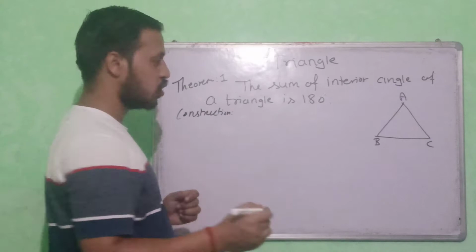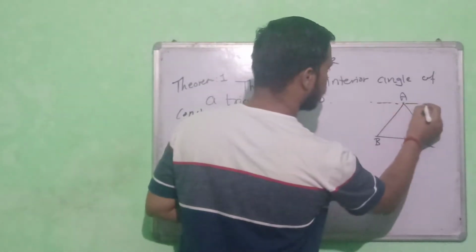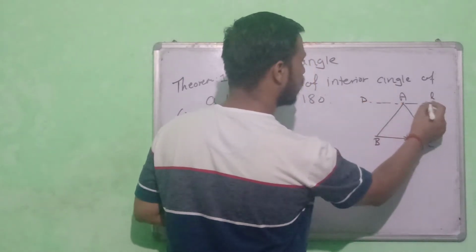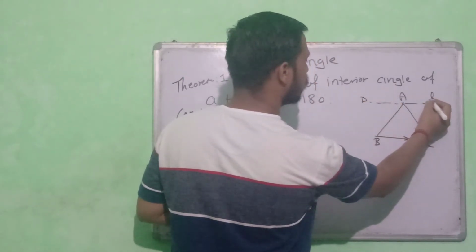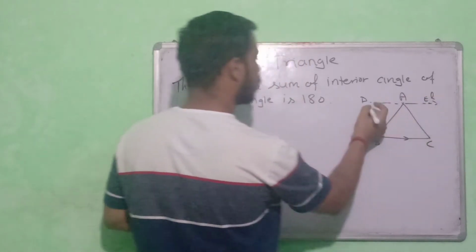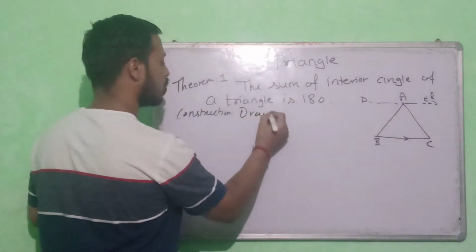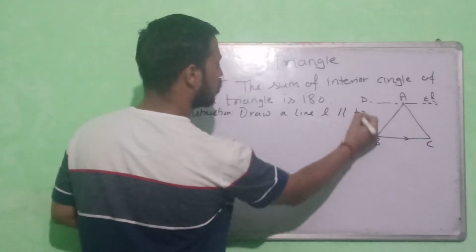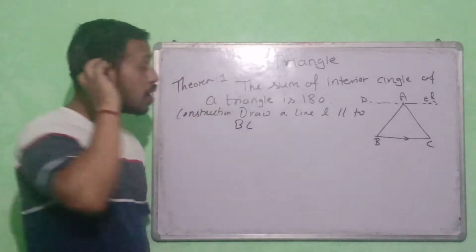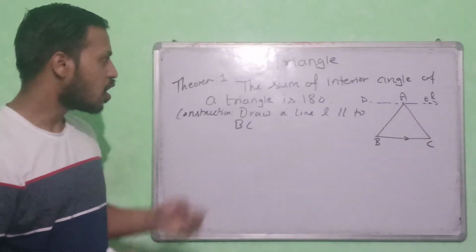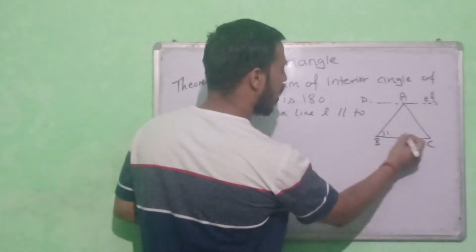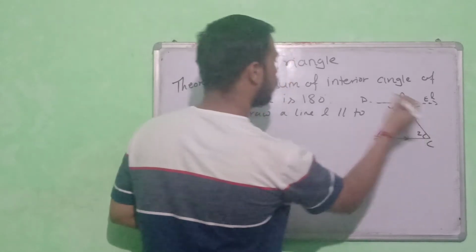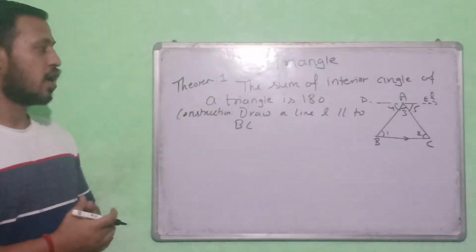In this construction, what will we do? We will draw a line, name this line L, through A, which is parallel to BC, and name this point E. Draw a line L parallel to BC. Now we will name these angles 1, 2, 3, 4 and 5.